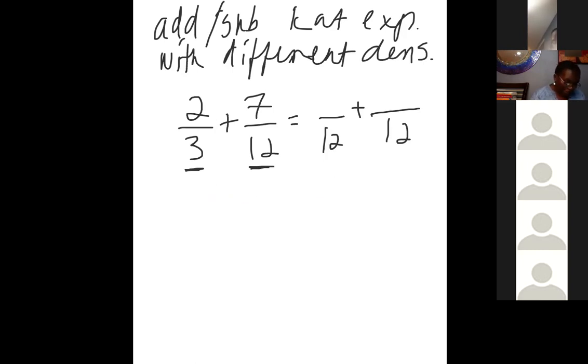What you will notice for the second fraction is that you have the same denominator, so the numerator remains the same. However, for the first fraction, we changed it from 3 to 12. How do we go from 3 to 12? We multiply it by 4. So whatever you do to the denominator, you must do it to the numerator. 4 times 2 gives you 8. So now you have like denominators.